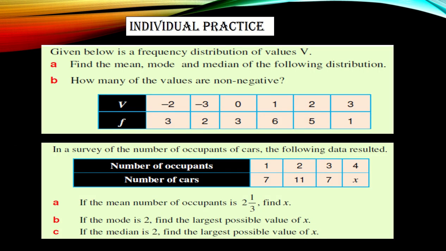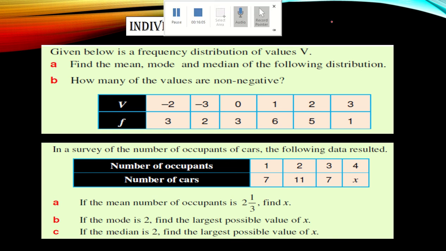Finally, here is individual practice. There are two questions as you see here. The first one, the table given to you, and you are asked to find the mode, the median, and the mean, and how many values are non-negative. So you can practice with this exercise, but for me, that's enough.